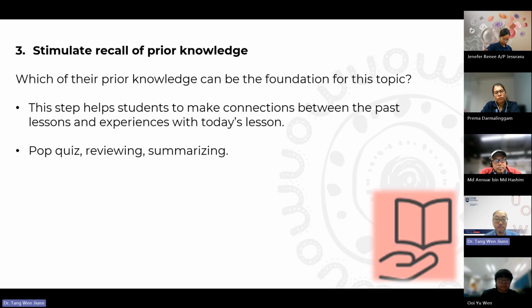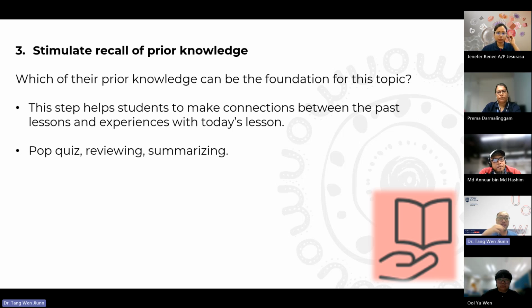Once we inform them about that, then we stimulate a recall of prior knowledge. We try to connect whatever they have learned earlier with today's topic. This one is important so that we can help them connect what they have learned in the past with today's lesson. And also from here, we know how much they understand about the previous topic. It works like revision from the previous class.